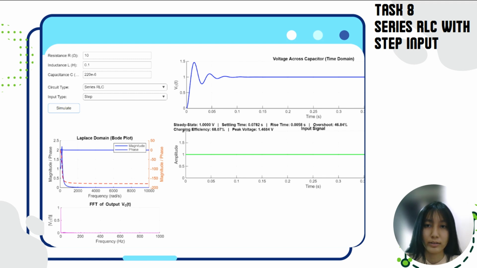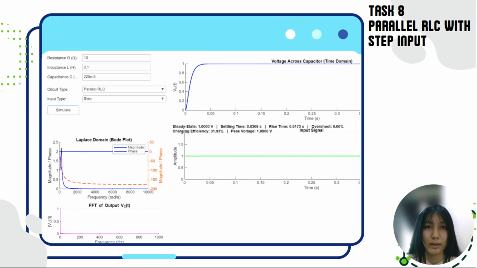Now, looking at the series RLC circuit simulated in MATLAB. These are the values simulated in MATLAB. The steady state voltage is 1 volt, rise time and settling time are short, and the waveform shows oscillation with a high overshoot of 46%. The charging efficiency is around 68%, which is relatively high, but some energy is lost in oscillation. In comparison, the parallel RLC circuit gives a more stable response.